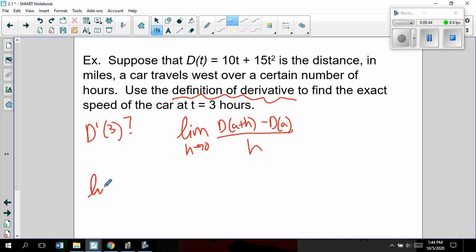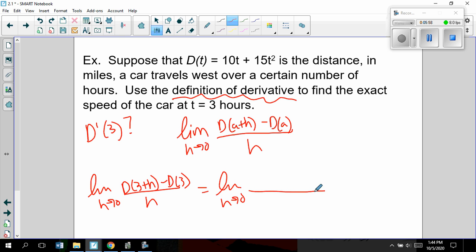I'm going to kind of start over here so that I have room. H goes to 0. That is important to be there, like I said in the last question. 3 plus h, d of 3. Okay, function notation, plug those in. Now, in this case, I am plugging them into both t's. So I'm going to have 10 times 3 plus h, plus 15 times 3 plus h, minus, and then I've got to subtract this whole quantity. So now I want 10 times 3 plus 15 times 3 squared.